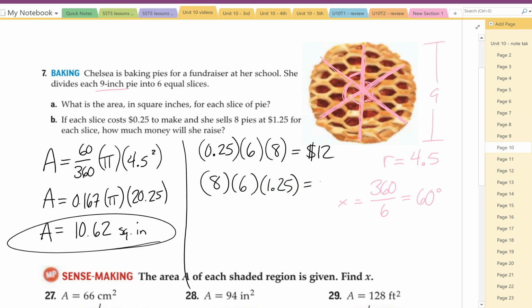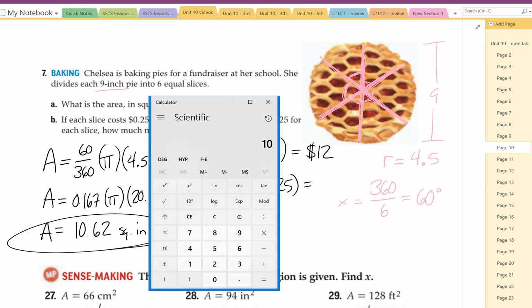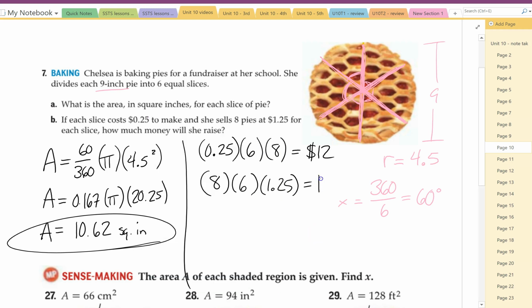I actually need to do 8 times 6, right? 8 pies, 6 slices in each pie, $1.25 for each slice of pie that she sold. So it's going to be 8 times 6 times 1.25. So 8 times 6 times 1.25 is $60. So she spent $12 to make the pies. She was paid $60 when she sold the pies. So her profit is going to be the $60 that she made minus the $12 that she had to spend to make the pies. 60 minus 12 is 48. So Chelsea made $48.